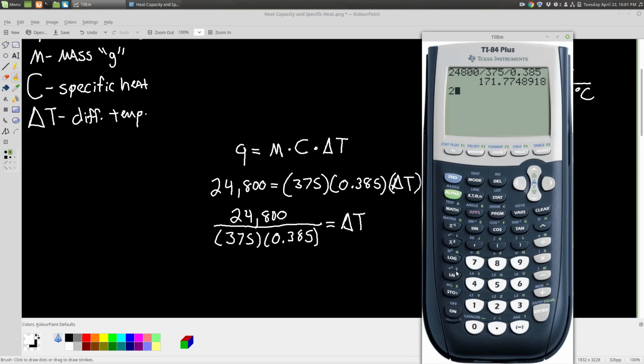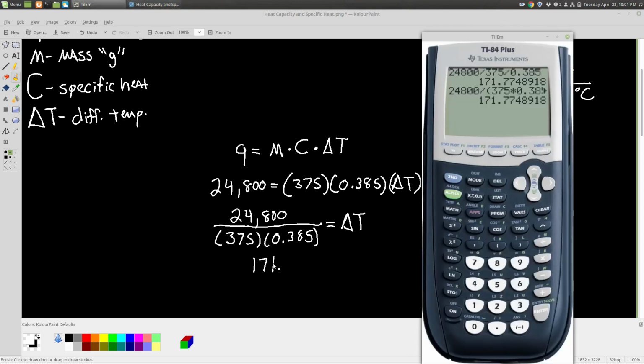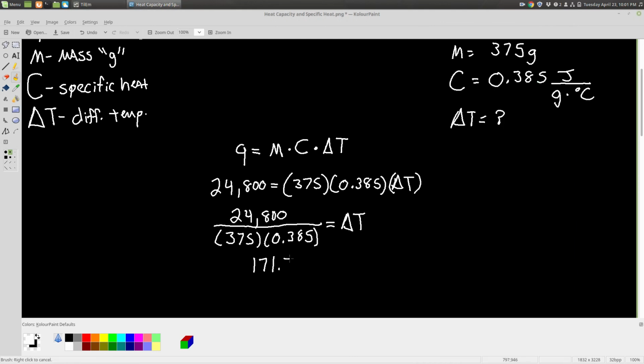All right, in the numerator you have 24,800 divided by, and now this is where you can get paranoid and over specific and open up a set of parentheses. Then type 375 times 0.385. Now let's close those parentheses and press enter. Notice we get the same thing. So let me write that down. 171.77489, what was the other one? 18.